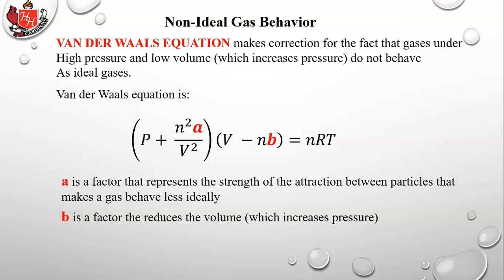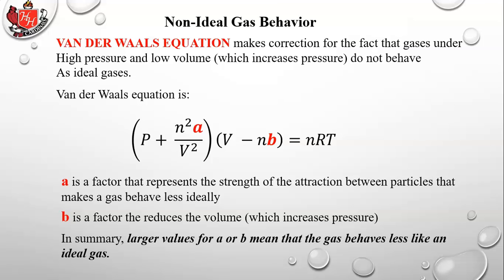Those are factors that you would have to be given or calculate in a lab experiment. What they do is deal with the fact that gases don't always behave as ideal gases, so it's a correction factor. It's a way to correct the calculation. I just want you to understand the concept of what this equation is. You don't have to work any problems with this. In summary, larger values for A or B mean that the gas behaves less like an ideal gas. If A and B went to 0, then on the left side you would simply have PV, the normal ideal gas law. As they go above 0, you end up with something that's going to change that value.